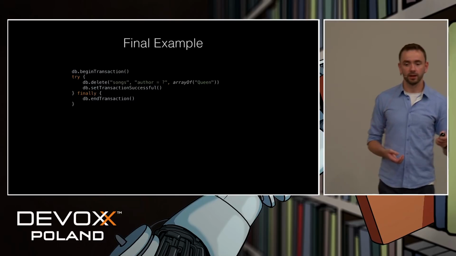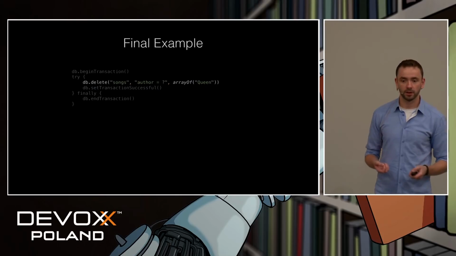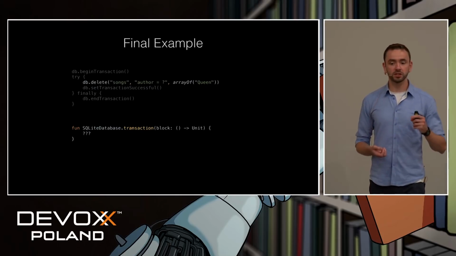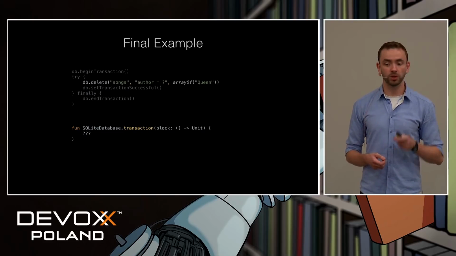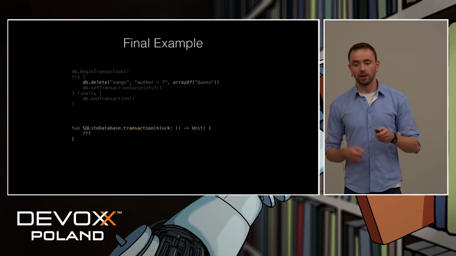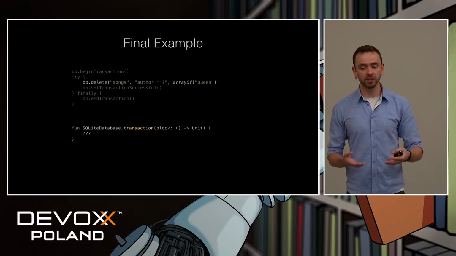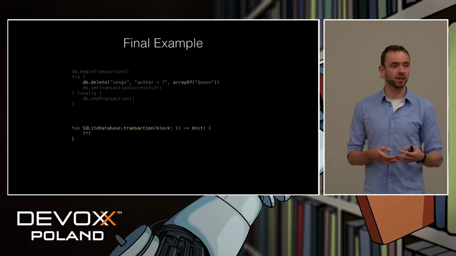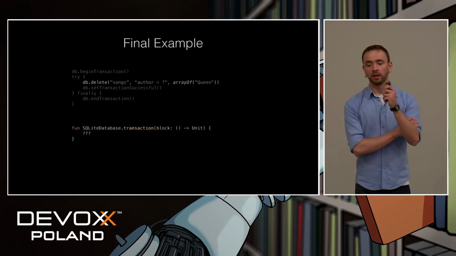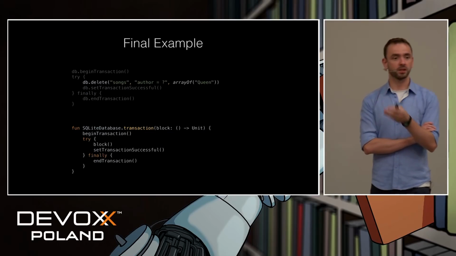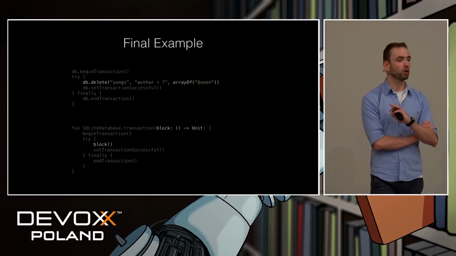Let's try. First, the only important line of this code is actually this one. So let's make an extension of the SQLite database, which is the type of our DB. This extension will take another function as an argument, a function with no arguments that returns unit, which is basically Kotlin's way of saying void. So what should we put inside of our extension? Well, let's put exactly the same code as above. And somewhere between those lines, let's execute our block of code.